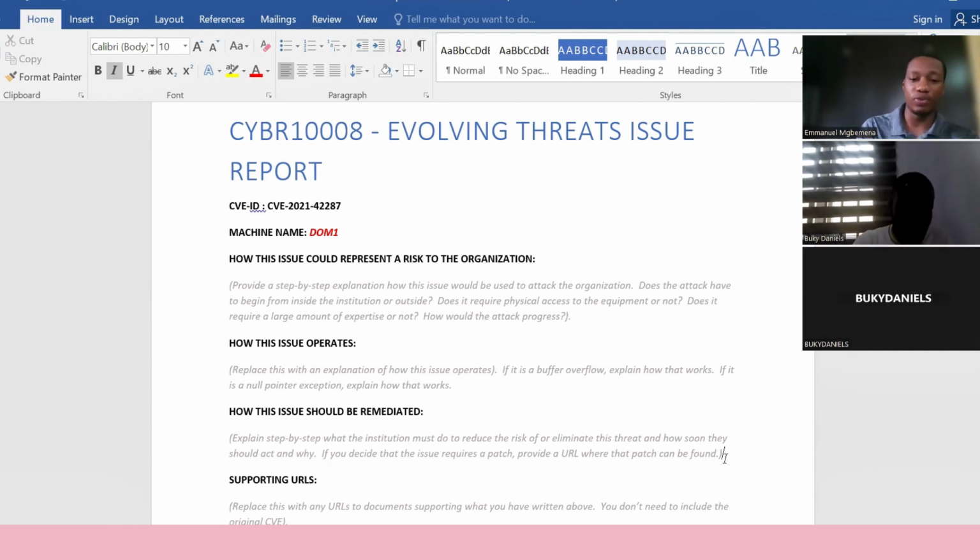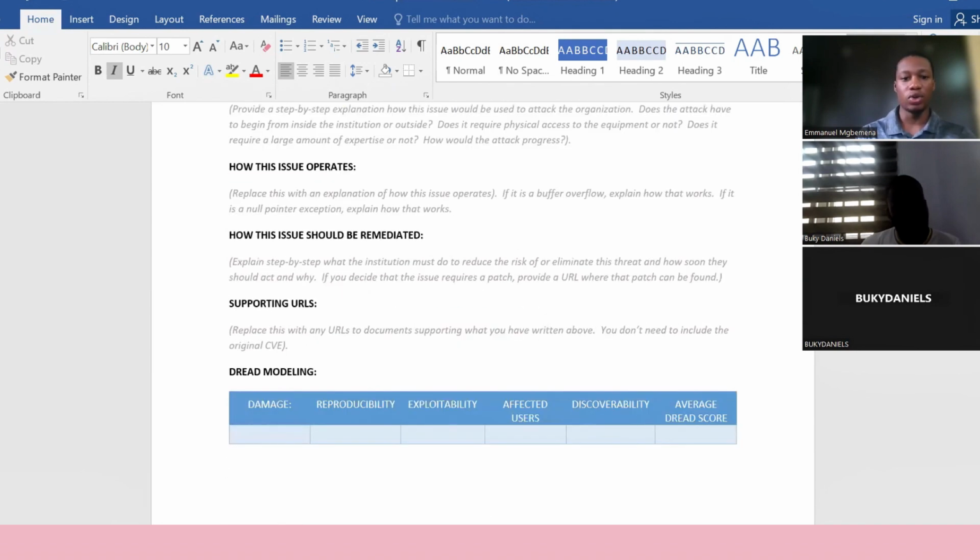I think you've literally said it. If you're answering the question of what the institution must do to reduce the risk or eliminate this threat, and how soon they should act, for us to know how soon they should act, or if this threat is really critical, that's where the scoring comes into play. This threat or vulnerability scoring, where you check the score, because there are different models. We have Trike, we have DREAD. I think for this one they talked about us using the DREAD model.